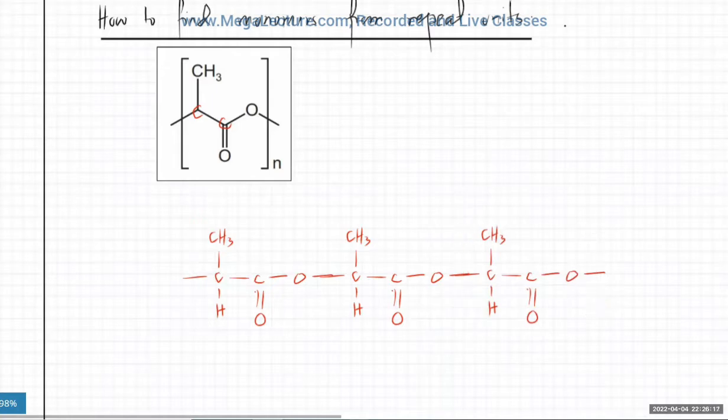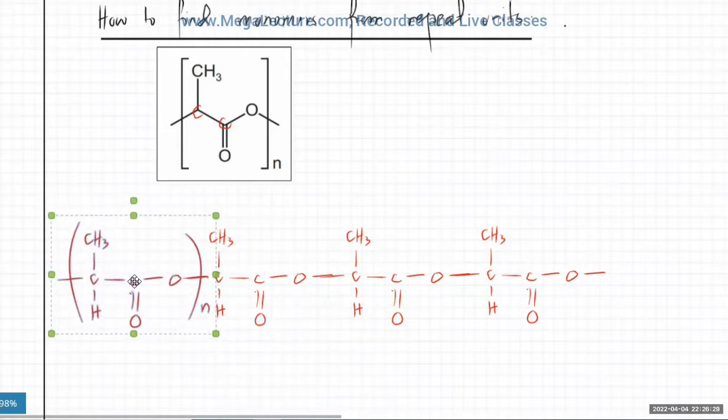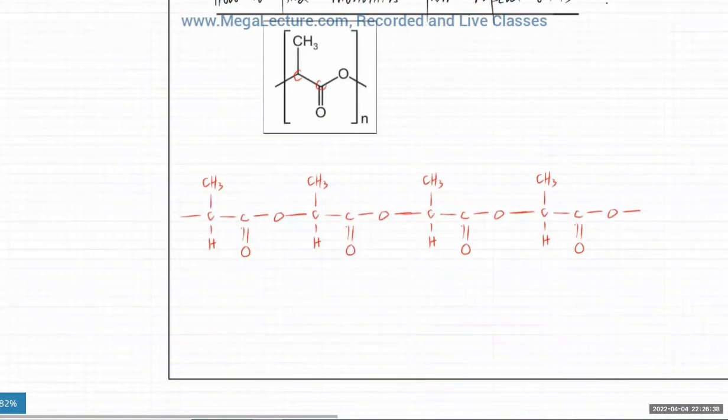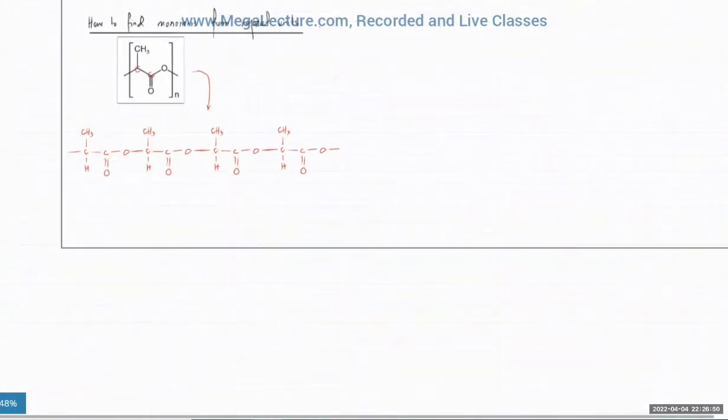So is that clear? What I've done over here is I'm just repeating the same thing over and over again. Here's another one. I'm going to fix it at this point, and I'm going to just get rid of this bracket. So that is what I've done. Is that part clear? Yes, sir.